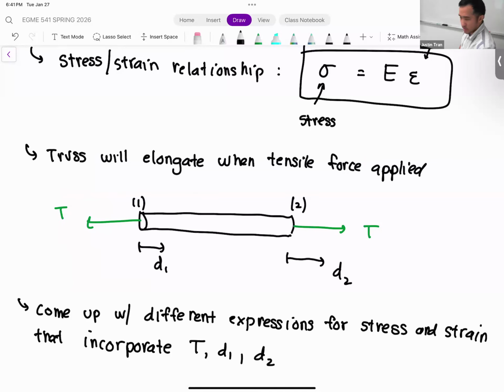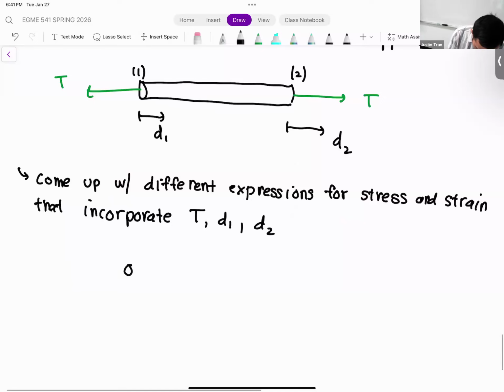All right, so let's start with a simple one. Let's start with stress. If you think back to your structural mechanics course, stress is nothing more than just a force that's distributed over an area. So we actually have both of those things, and so we have a force. Stress is equal to force divided by area. So the force in this case is going to be our tensile force T.